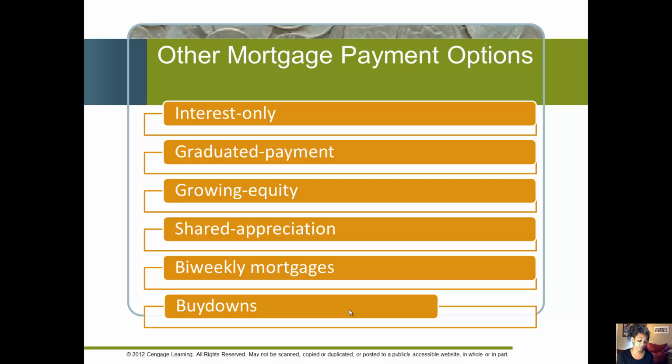Graduated payments, where your payment is slowly getting higher over time as your income is increasing perhaps. Growing equity, where the equity in your home is growing over time. Shared appreciation, where maybe you have another party that is helping you with the upfront costs, and in exchange some of the gains in appreciation on the home accrue to that other party. So again, most of these are not your typical mortgages. Biweekly mortgages that dictate your payment schedule, and then buy downs.